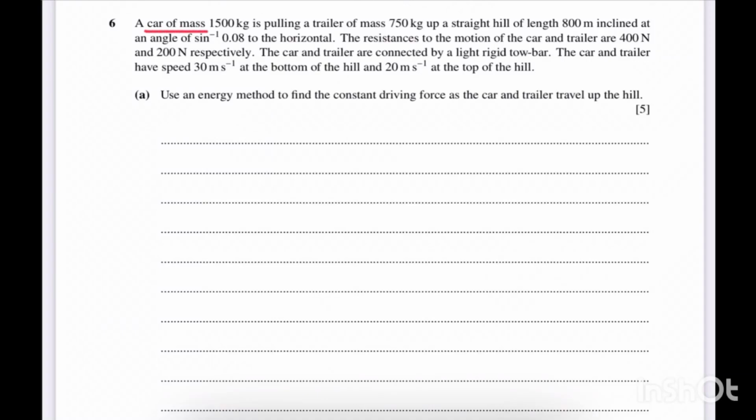A car of mass 1500 kg is pulling a trailer of mass 750 kg up a straight hill of length 800 meters inclined at an angle of sine inverse 0.08 to the horizontal. The resistances to the motion of the car and the trailer are 400 newtons and 200 newtons respectively. The car and trailer are connected by a light rigid tow bar. The car and trailer have speed 30 meters per second at the bottom of the hill and 20 meters per second at the top of the hill.